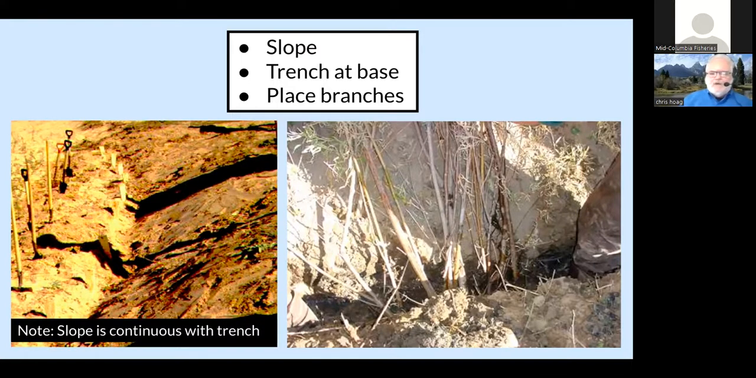You're going to build a trench at the base and then put stakes in the stream side of that trench, as you can see in that picture. And then once you put in the cuttings, as you see on the right, you're going to lay the fascine across the bottom inside those stakes, and then you'll stake down the fascine to keep it there.